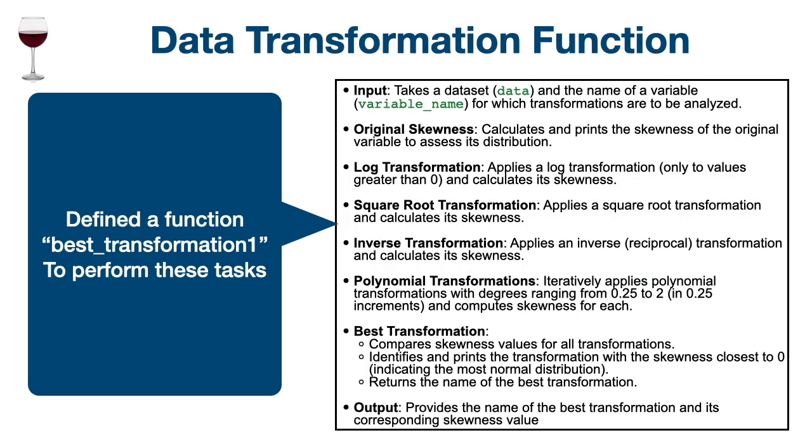I created a function to identify the best transformation for a variable. It calculates the skewness of the original data, applies transformations like log, square root, inverse, and polynomial, and computes their skewness values. By comparing these, it identifies the transformation with the skewness closest to 0, ensuring a more normal distribution. This function outputs the best transformation and its corresponding skewness, streamlining the whole process of selecting an optimal adjustment for the data.